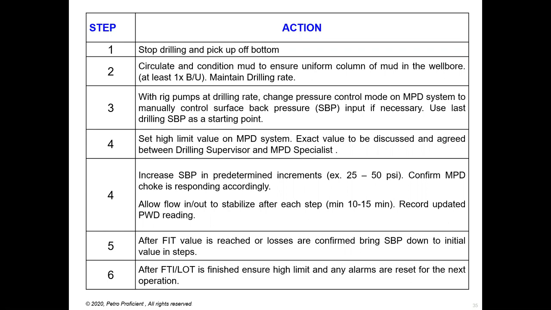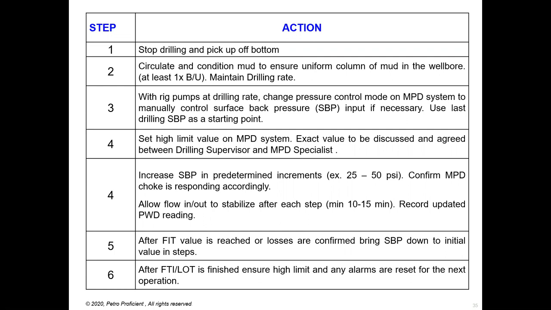As you do this, you circulate bottoms up and maintain the drilling rate with the rig pumps. Change the pressure control board or MPD system to manual, because in this case you are going from automatic mode to manual mode in the MPD system to adjust the surface back pressure in performing the test. Use the latest surface back pressure as a set point. Set a high limit value on the MPD system so that you make sure you don't exceed that value. Discuss this with the drilling supervisor, MPD specialist, etc.